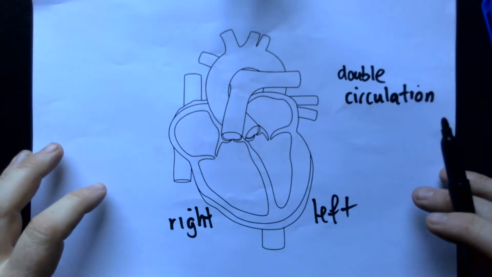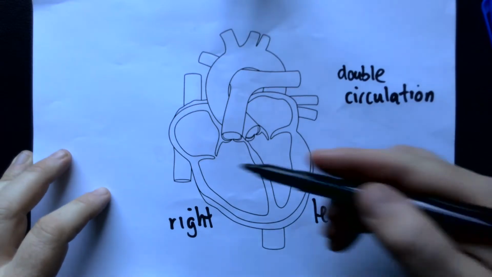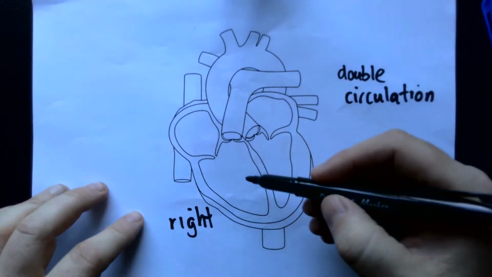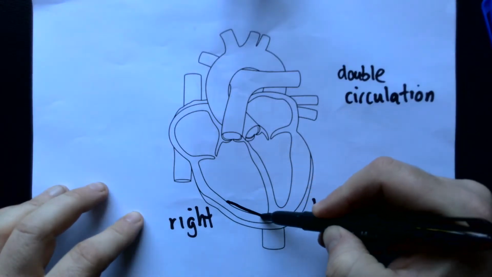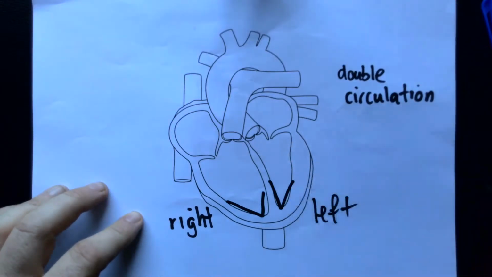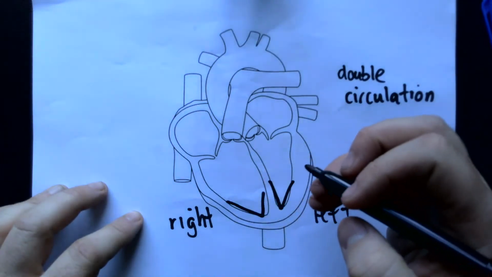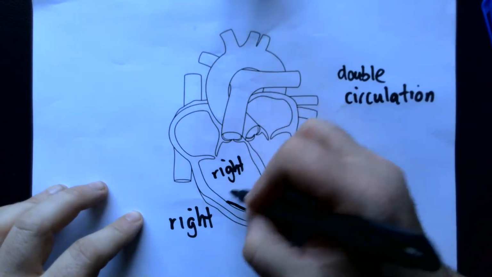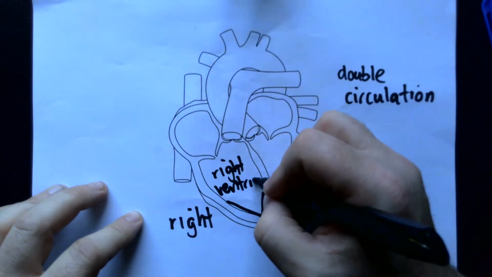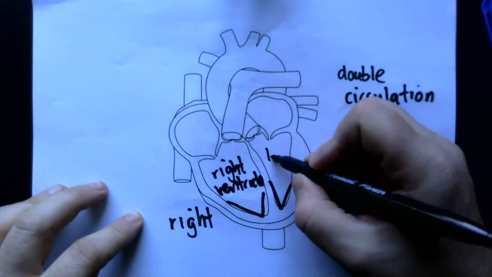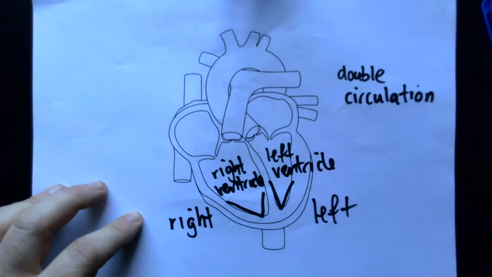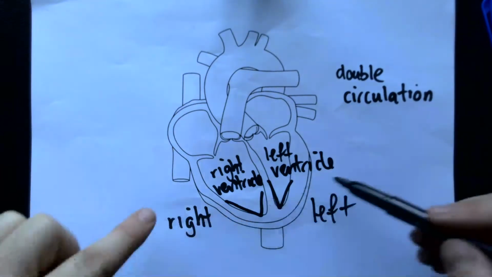So let's have a go at labeling the parts of the heart. This is the right-hand side. The way I think about it is we've got kind of a V shape down here, there, and there. That helps me remember that these are the ventricles. So we've got the right ventricle down here, and this is going to be the left ventricle. That's how I memorize it. It forms a little V shape down there at the ventricles.